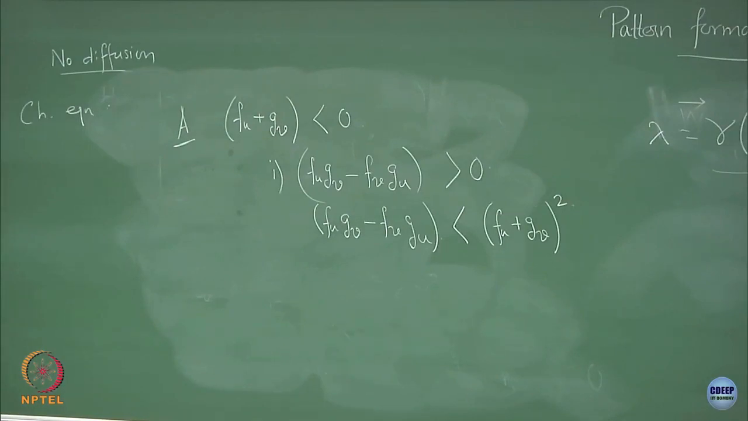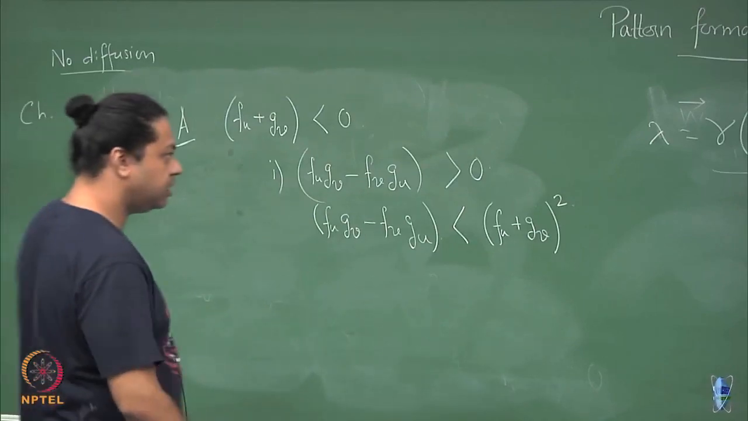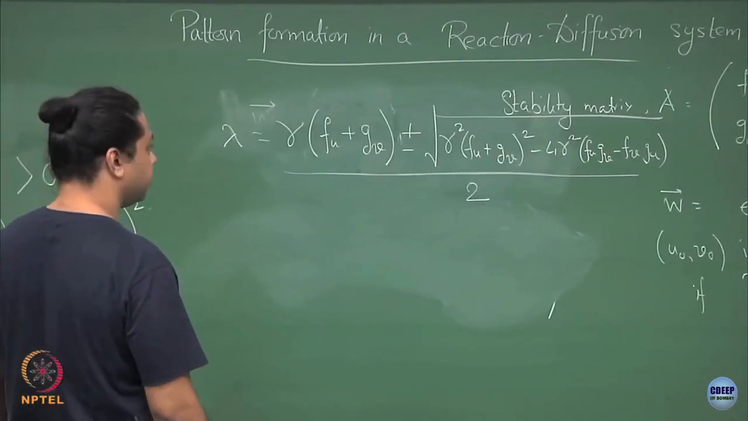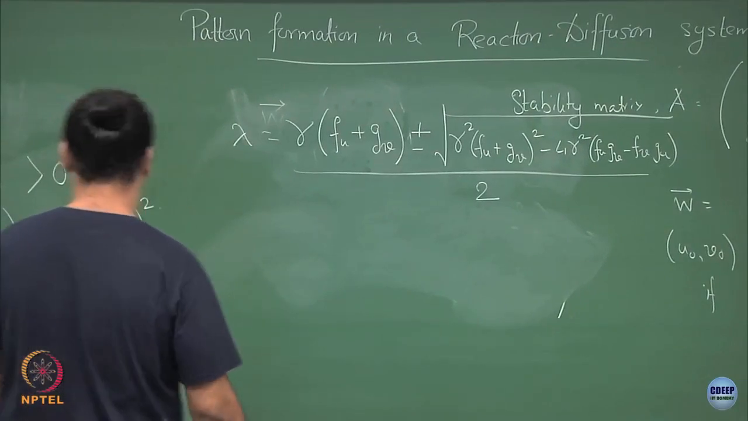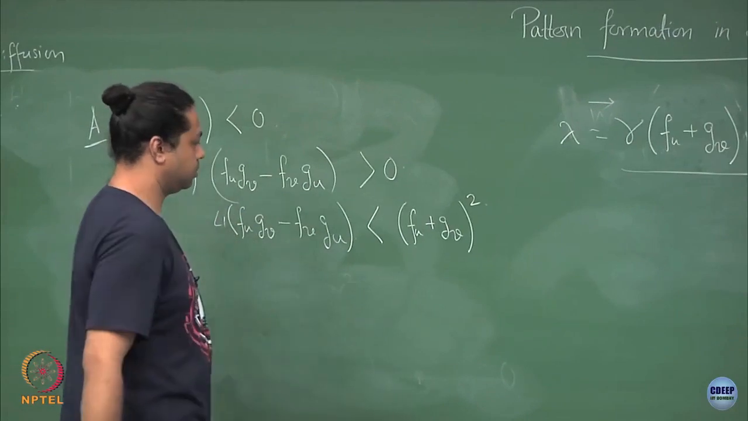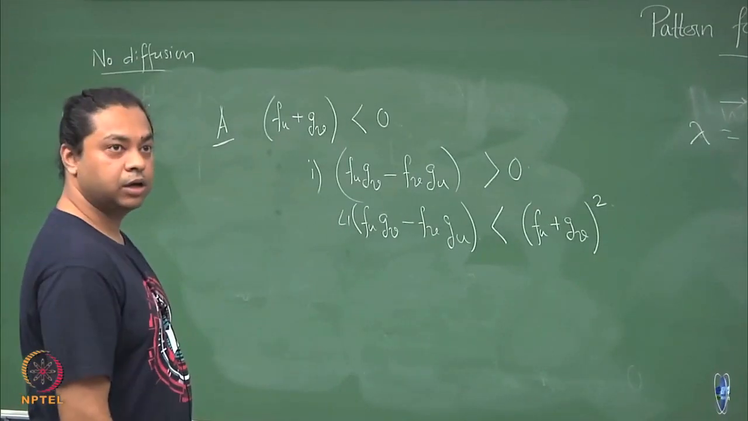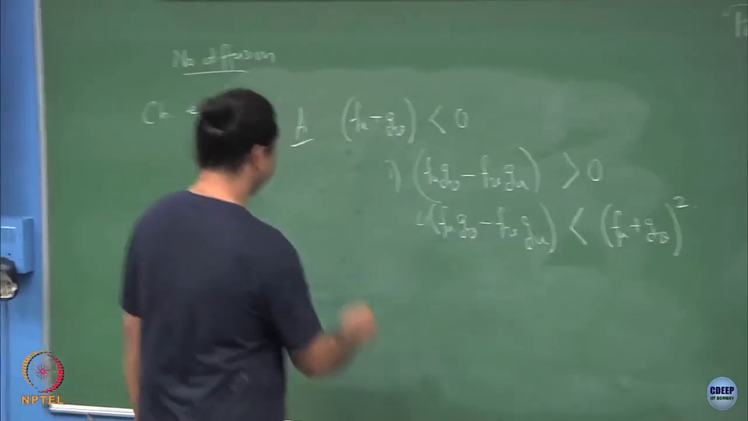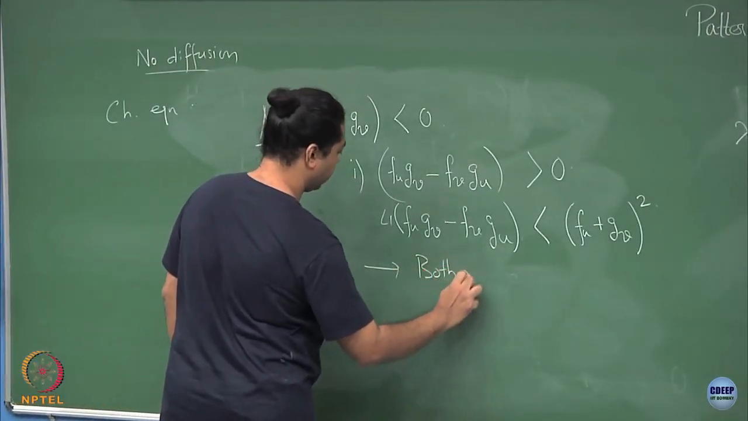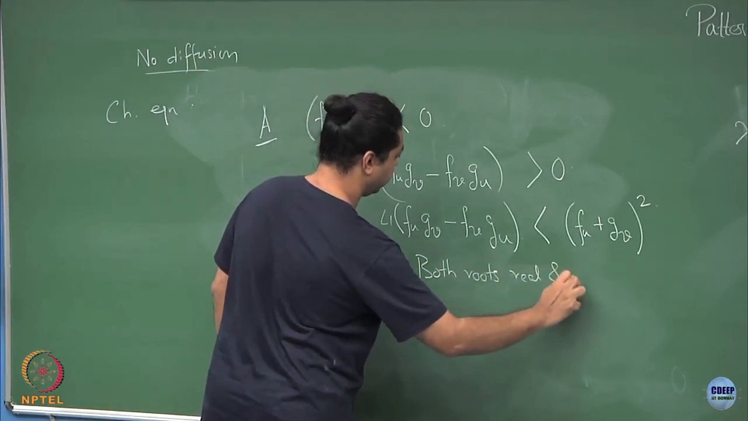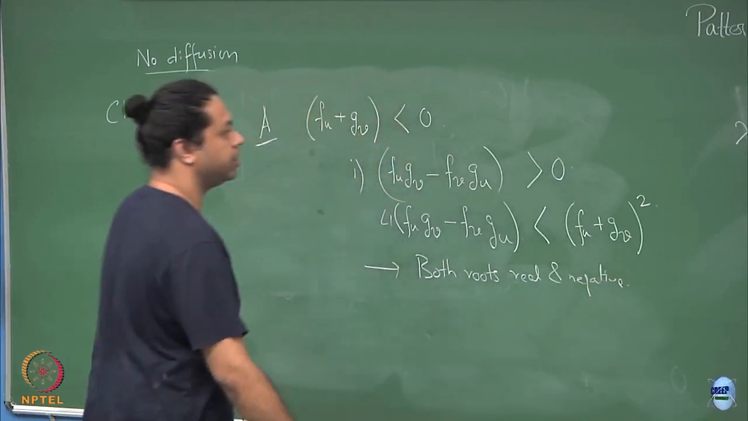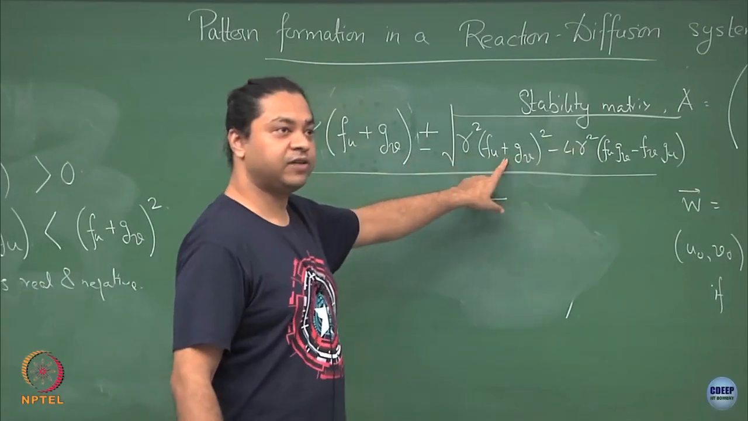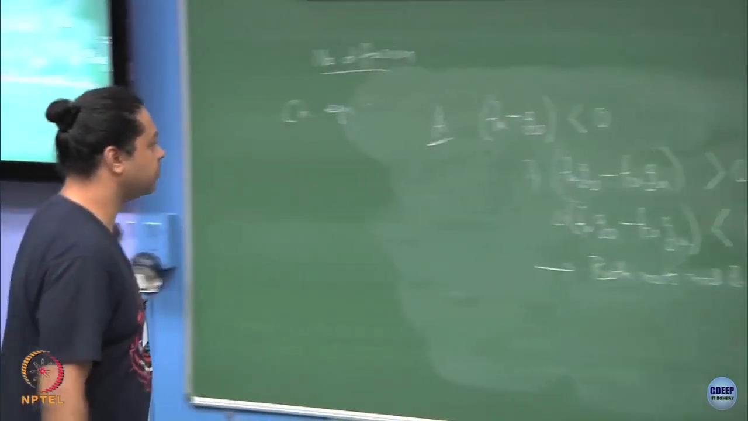Anyone? Negative. Are they real? If yes, I should have included the factor 4 somewhere. Then these are real and negative, right? So, under this condition, both roots are real and negative. Because when this sign is minus, anyway it is minus. Even when this is plus, this is less than this, so it will not be greater than f_u plus g_v.